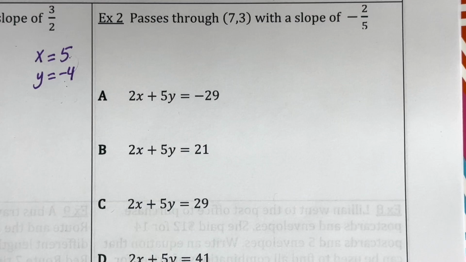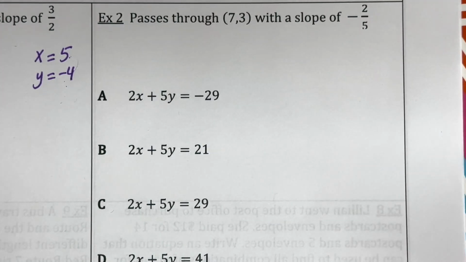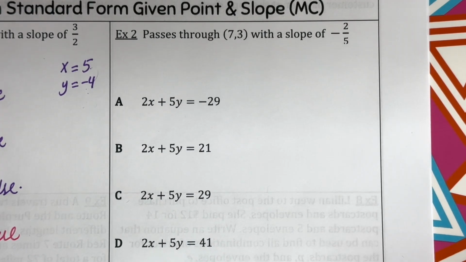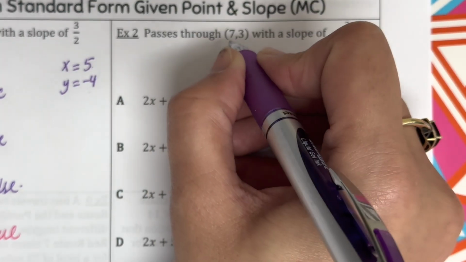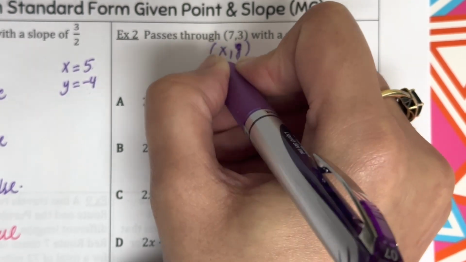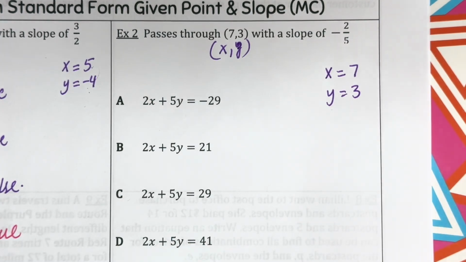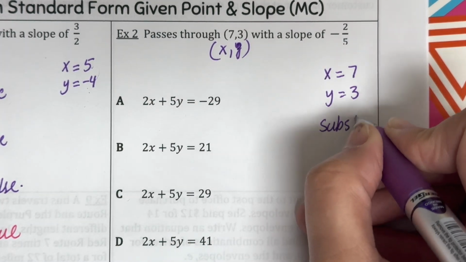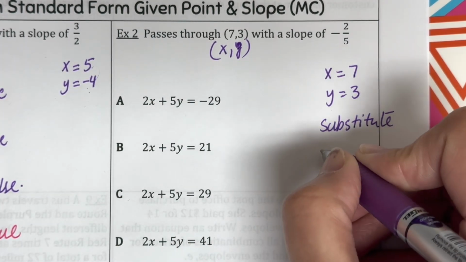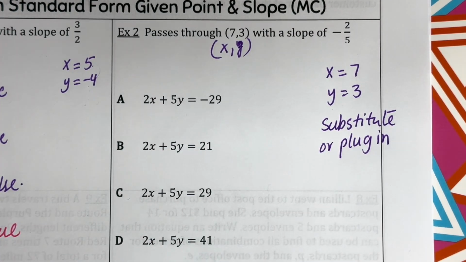Example number 2. I have to write the equation again in standard form, and I have the equations written in standard form in front of me. Good. All I'm going to do is plug in and check. X is 7, y is 3. If you want to make a note over here, x is 7 and y is 3. Substitute, or the word is plug in. We are going to plug in using the parentheses and check our answer.